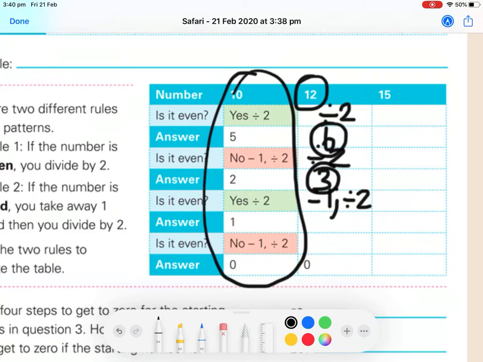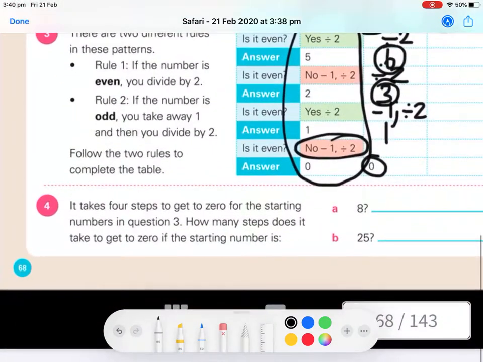So we take away 1 from 3 and we get 2. Divide that by 2, we get 1. Then, same again, is it even? No, it's not. So we do that program and we'll get 0. We got our answer. Do the same for 15 over here.